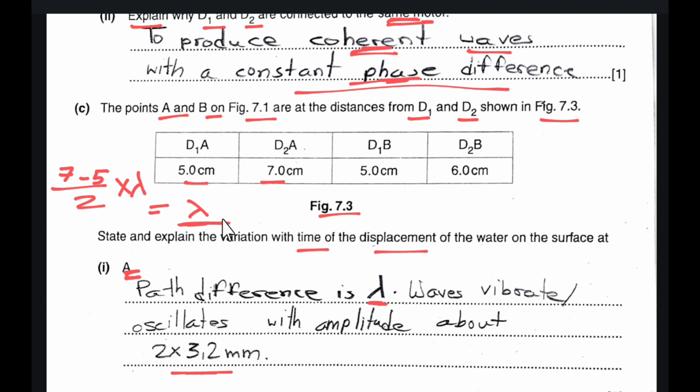As we can see that the path difference is lambda, that means constructive interference is formed, and as constructive interference is formed, that means the amplitude at that point is twice the amplitude of the wave. That is, this is the amplitude at this point. So the displacement value is approximately 6.4 millimeter.